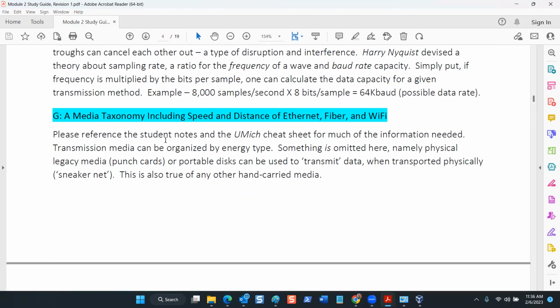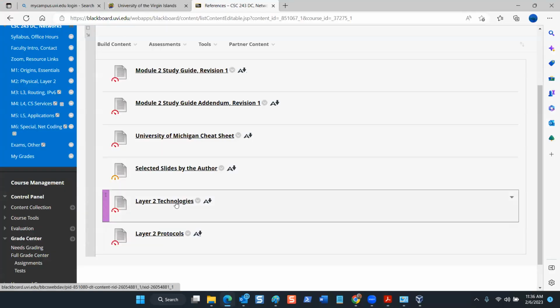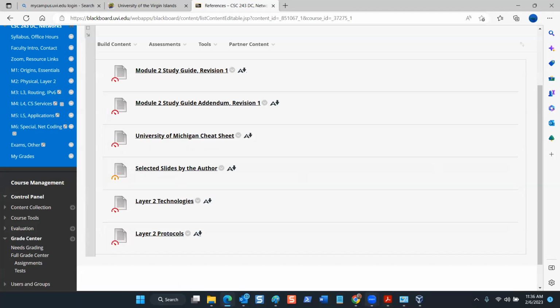So we ask you to reference student notes and the University of Michigan. When I say UMIC, I mean University of Michigan cheat sheet. Student notes in here happen to be the slides. So selected slides by the author that in the previous module were called student notes. And when you open this up, you'll see slides from the different chapters that are listed here.